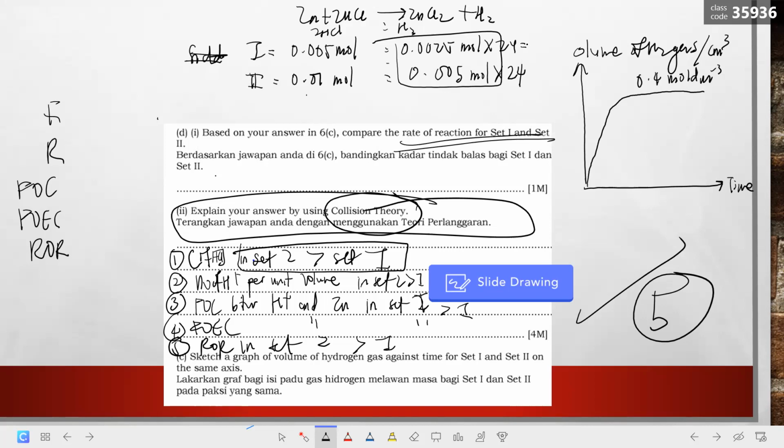0.06 decimeter cube, which will be 60, right? 60 centimeter cube, right? Yes, sir. Okay, and then next, 0.005 times 24? 120 centimeter cube. Okay, 120 centimeter cube.